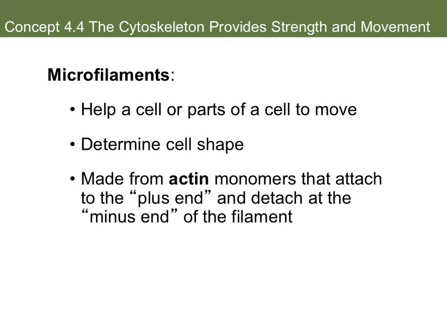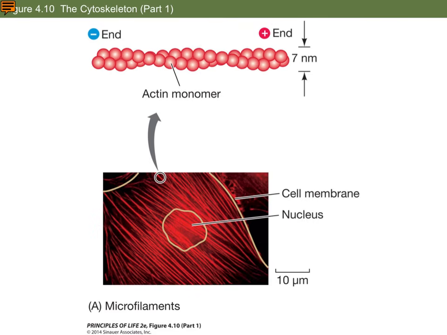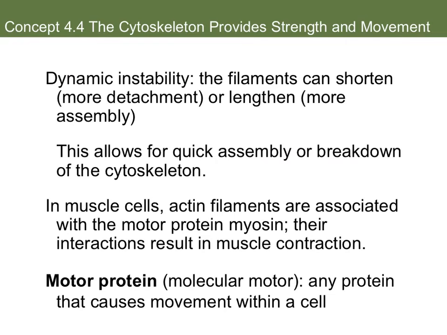Let's start with microfilaments. Microfilaments help a cell or parts of a cell to move. They determine the cell shape, and they're made from actin monomers that attach to the plus end and detach at the minus end of a filament. So here is the actin filament, and you can see that it's got a negative end and a positive end to it. These little spheres represent different proteins, and down here you can see a colored fluorescent micrograph, or picture, of the actin filaments.